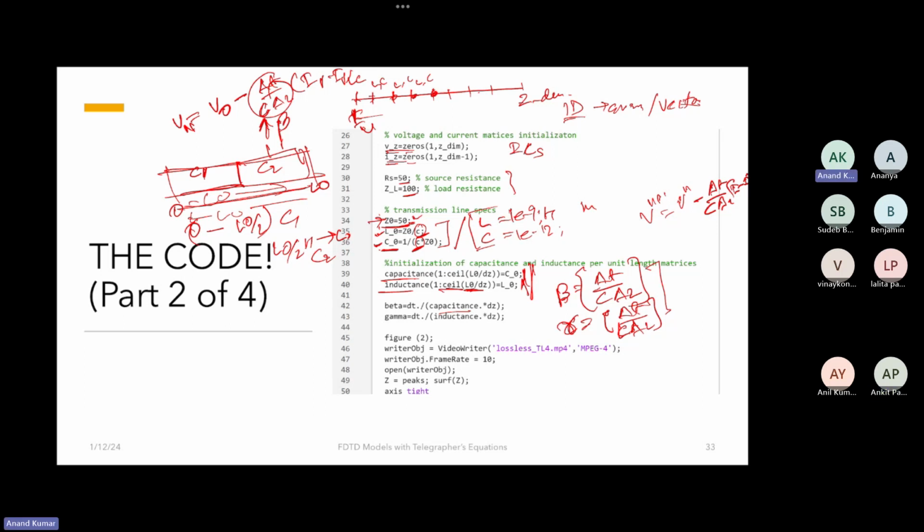Got it. If you want to go more fancy, instead of writing it like this, you can make this capacitance a graded capacitance as well. So you can also vary the capacitance value throughout the length. So you can play along with this particular part of the code. Keep whatever capacitance value you want and inductance value you want, and see how your wave reacts.